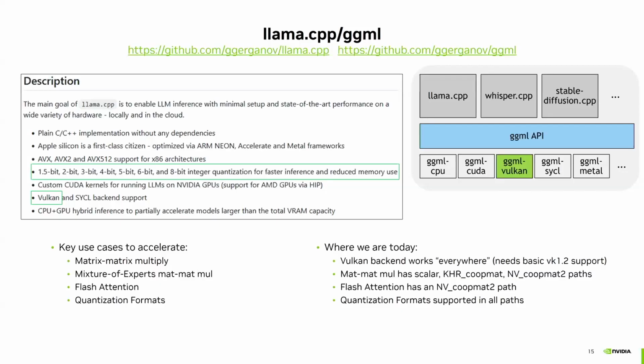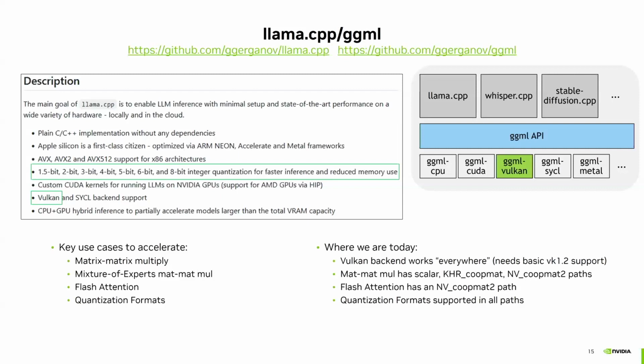So this figure on the right shows the architecture of the llama.cpp code. The core of it is this GGML API. This is the tensor library. And then llama.cpp is an LLM project coded against that. Whisper is audio to text. Stable Diffusion is text to image. And so they all code against this GGML API.